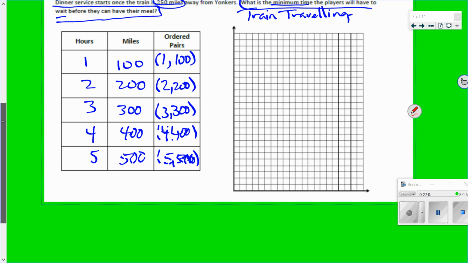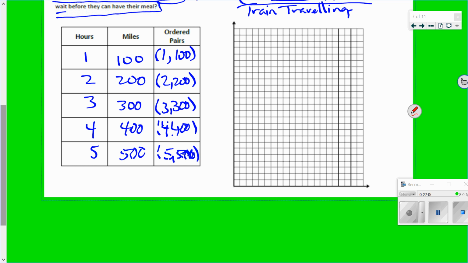Now we can do our labels. What are the labels? What's my X? Hours. What's my Y? Miles. Okay, so we have hours and miles.